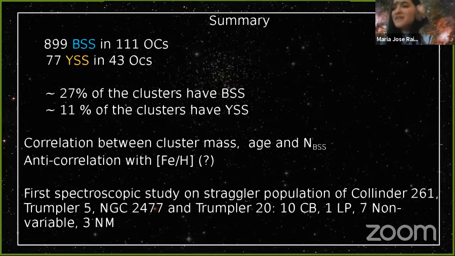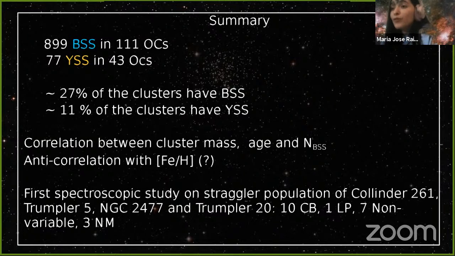So here's my summary. We are providing the scientific community with a new and homogeneous catalog of blue stragglers. This is also the first catalog of evolved blue straggler stars, I mean yellow stragglers. In general, we found around 900 blue stragglers and 77 yellow stragglers.